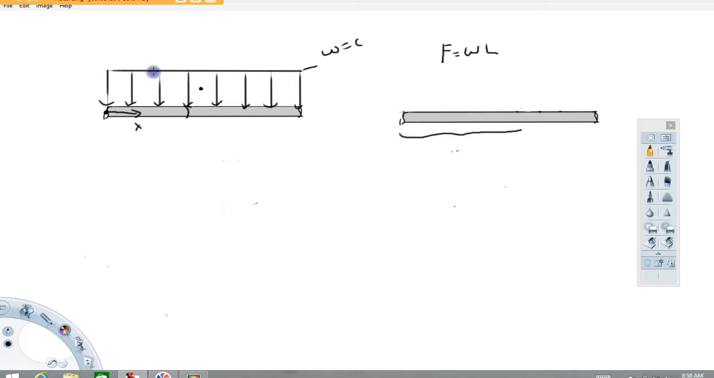So this load would give us a single force vector equal to whatever this length is times this height. That's the area under the load curve here. And it would go at L over 2 in this example. And that's how we replace a rectangular or constant load function with a single force vector. I'm going to take a moment, pause it, and draw another common case.